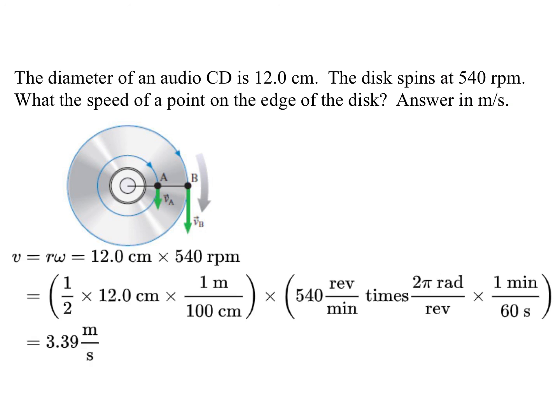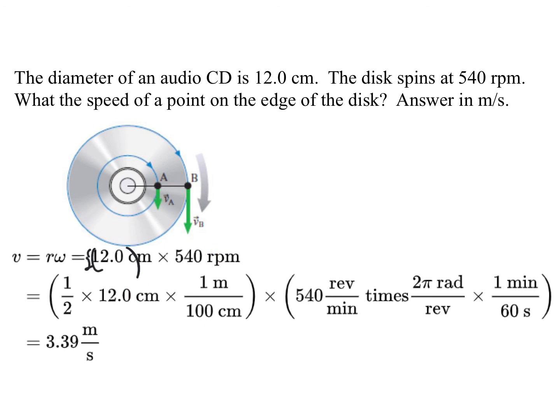Here we can see the calculation worked out. We start with the idea that v is r omega, that the speed of a point on the edge is going to be r times its angular speed. So it's going to be 12 centimeters times 540 RPM, which is a true answer but not useful because we want meters per second. So I've got to convert the centimeters to meters. Actually, sorry, there's a bit wrong here. This is 1/2 of that. The radius is actually 6 centimeters, so we need that in here. Converting centimeters to meters, no big deal.